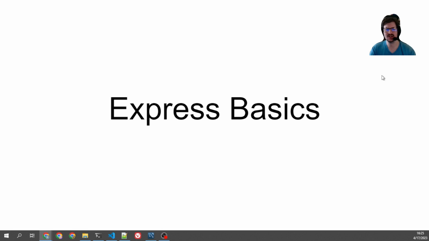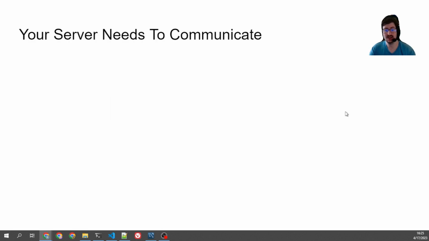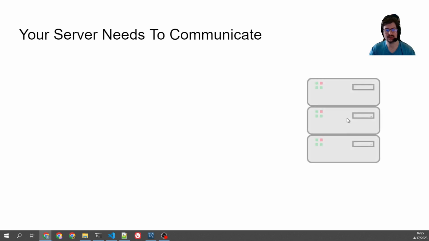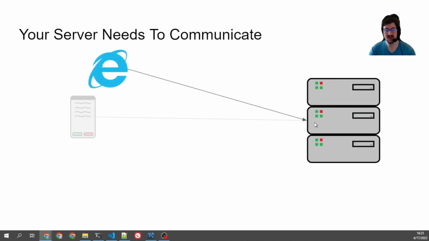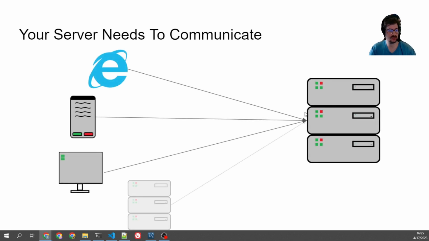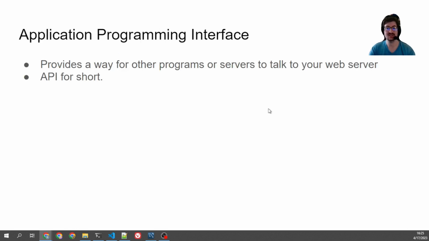To start off, let's talk about what Express actually does. If you're building a backend server, someone is going to want to communicate with your server. This could be a browser, a mobile app, a desktop app, or even another server. When we provide the ability for some other program to talk to your server, we call this an Application Programming Interface, or API.